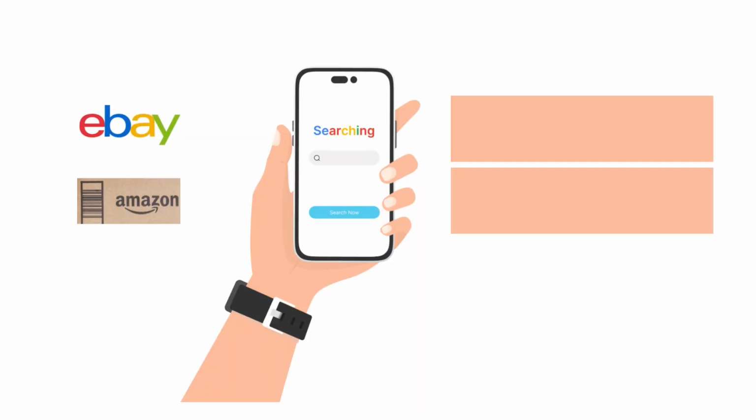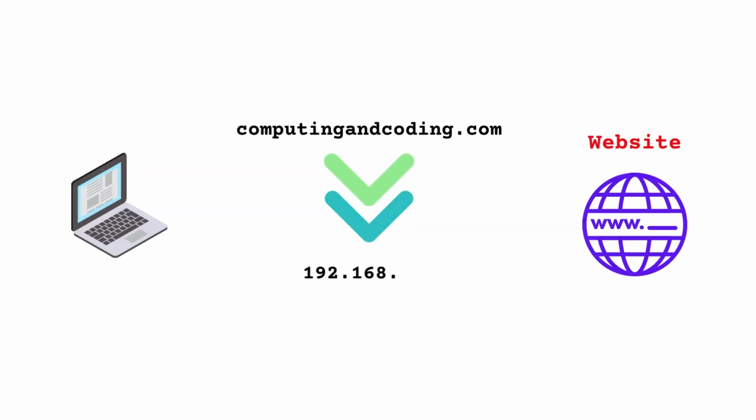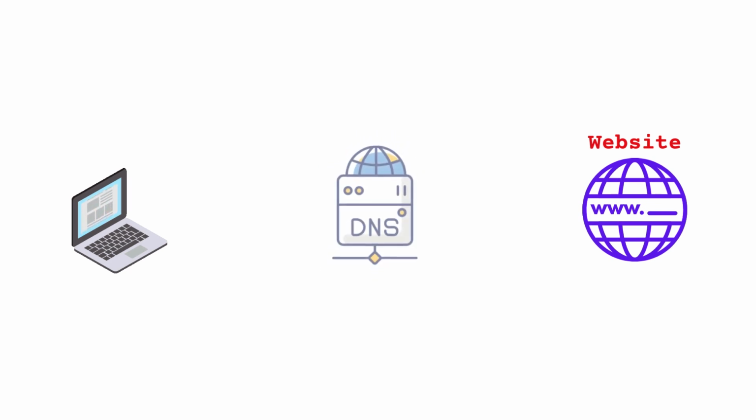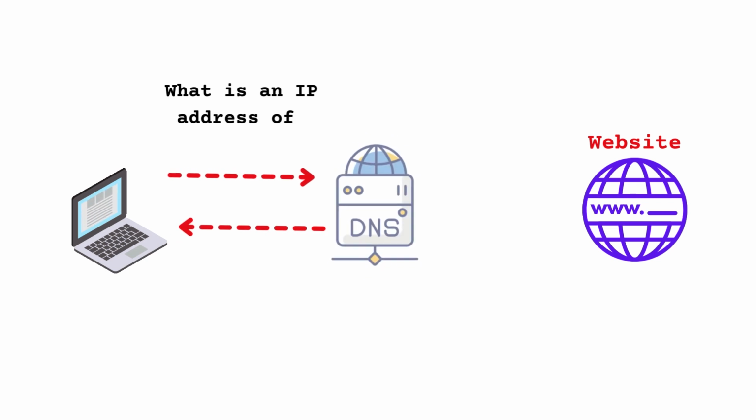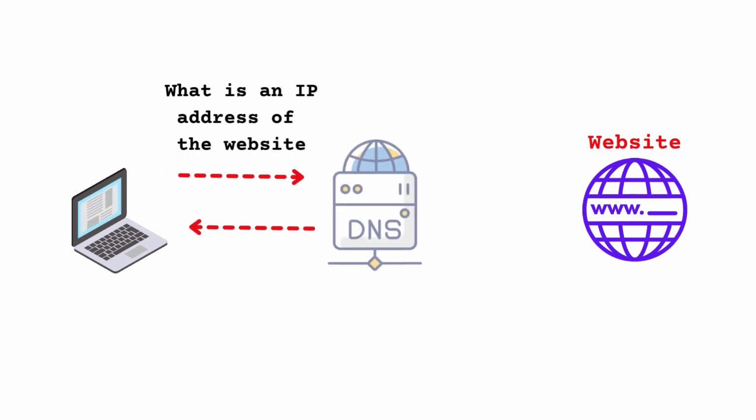When we browse the internet, we use addresses such as Amazon.com or eBay.com. So how does your computer translate these names to IP addresses? This is where DNS, or domain name system, comes in and provides this functionality. How DNS works is a topic for our video today.